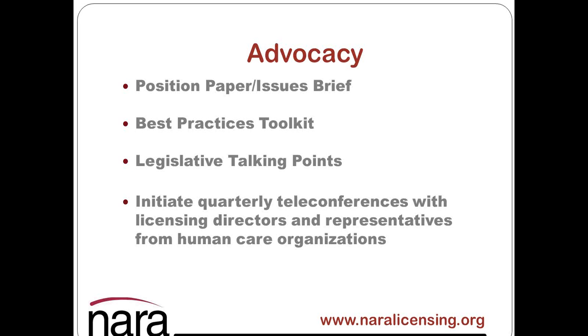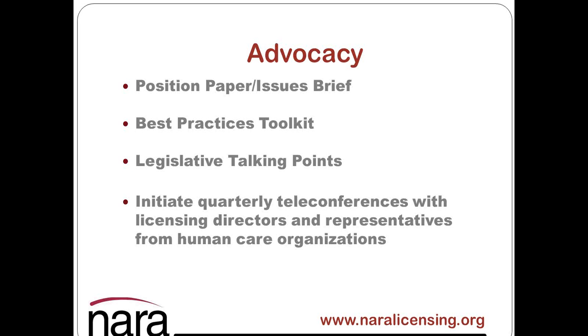NARA is also moving in the areas of advocacy. Most of our position pages or issue briefs have not dealt with this issue of environmental health, and so our incoming president-elect, Ron Milewski, has pushed us to start developing a position paper and an issue brief specifically in this area of environmental issues. We're also going to look to develop through our committees and our members a set of best practices, a toolkit for our members to use throughout their agencies and their communities.